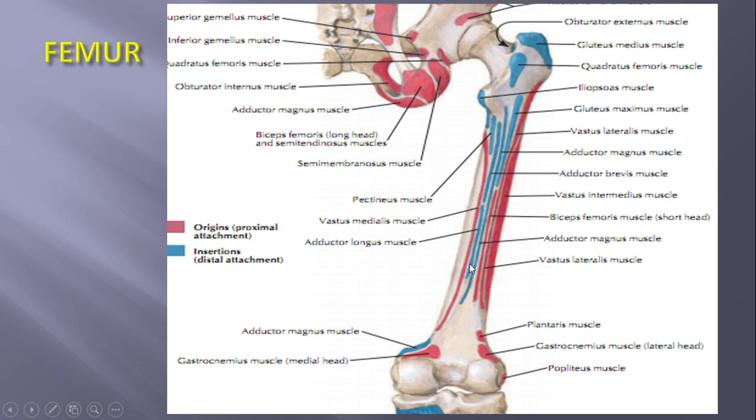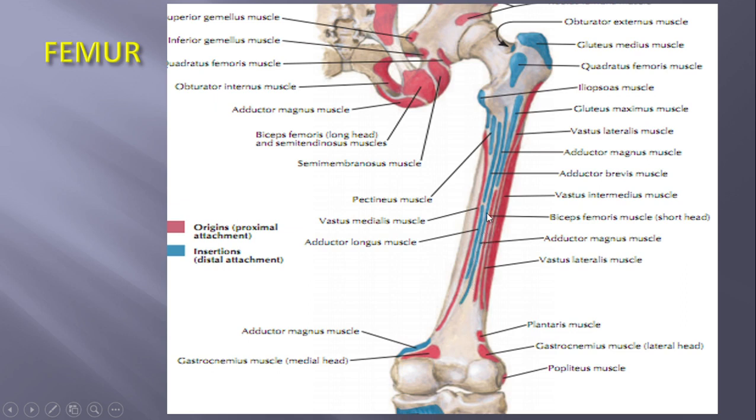linea aspera. Next to that, a large insertion area is seen for the adductor magnus muscle. Adductor magnus is inserted on the linea aspera here, then there is a gap, and then the other part of adductor magnus is inserted on the adductor tubercle. So there is a gap between the insertions of adductor magnus muscle, which is important because this is the foramen or hiatus of adductor magnus seen in the insertion.